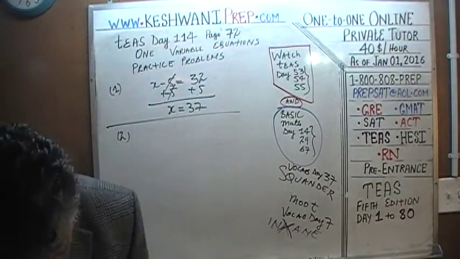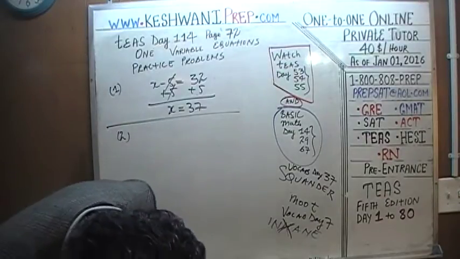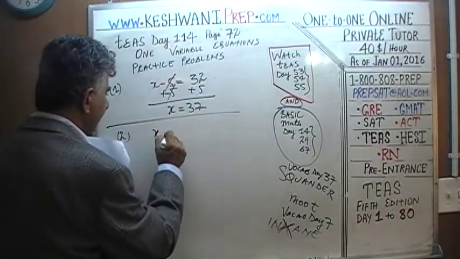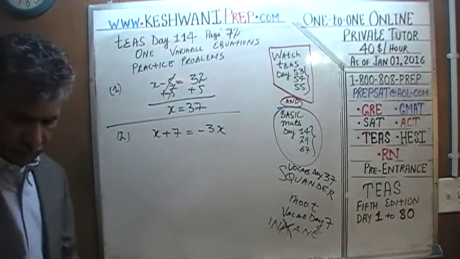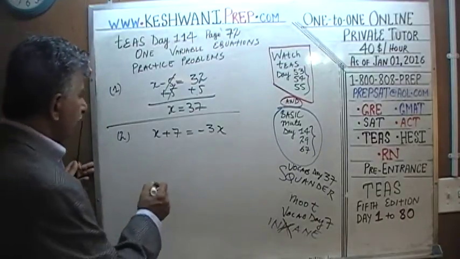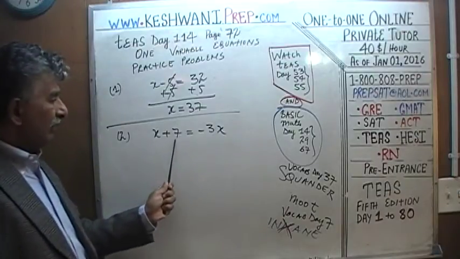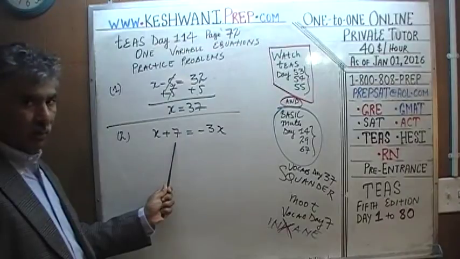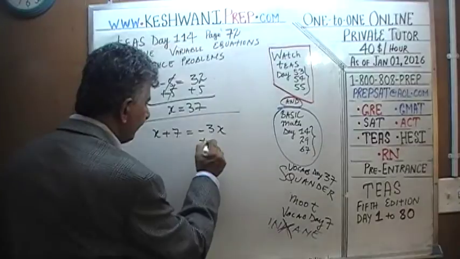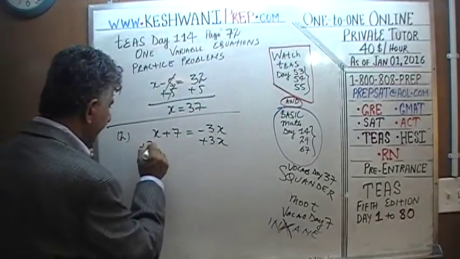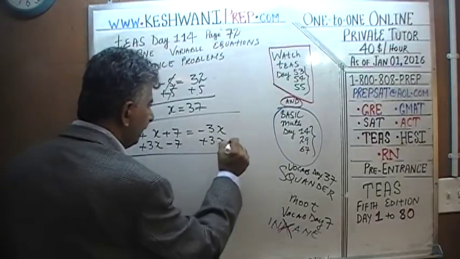Number 2 says x plus 7 equals negative 3x. Let's see what we can do, shall we? Now, we want to bring all of our x's on one side and all of our known quantities on the other side. Let's add 3x to both sides so we can bring this 3x here. Add 3x here, add 3x here. And let's subtract 7 from here and 7 from here.